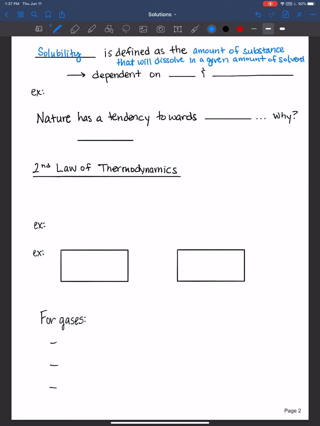And it's dependent on intermolecular forces and the energy of mixing. So remember in the last set of lectures, I discussed in great detail intermolecular forces. We learned about dispersion, dipole-dipole, hydrogen bonding, and ion-dipole. And I said in these videos, we are building the foundation that we will use from here on out.